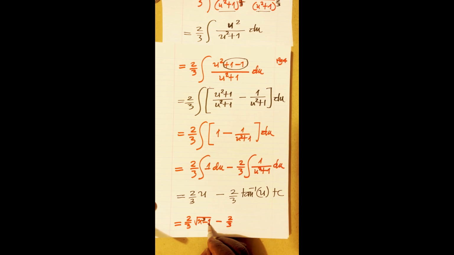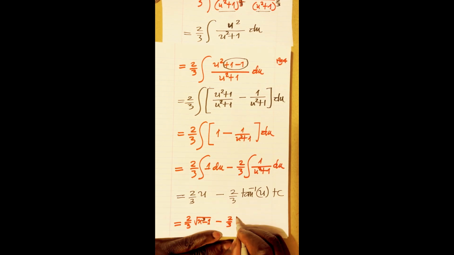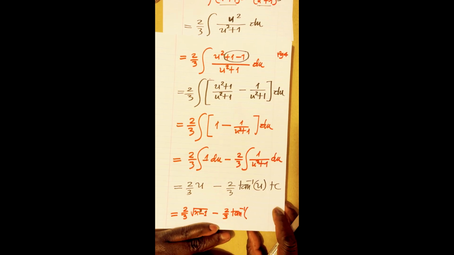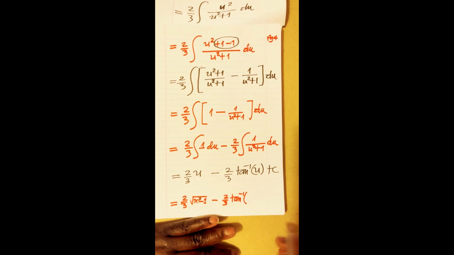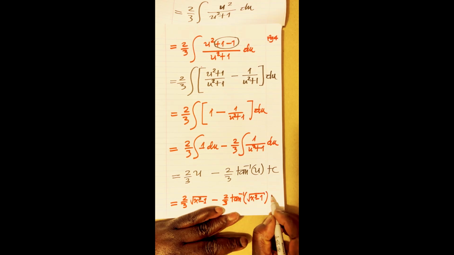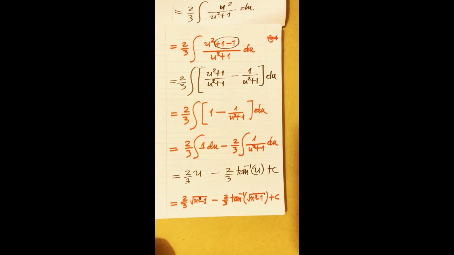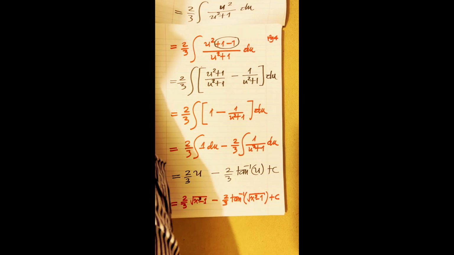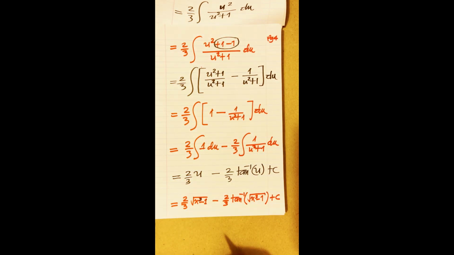This is 1 times tan inverse of the same expression, which is square root of x cubed minus 1, and then we have to say plus c. Now I have to write this clearly using a darker marker. This one, maybe it will do a better job.